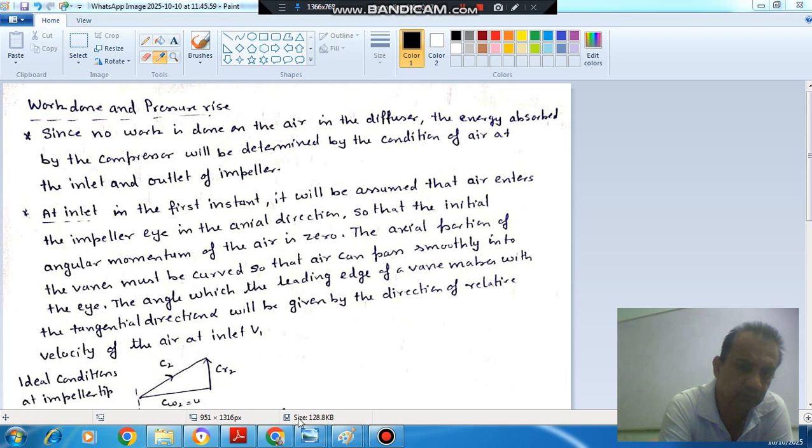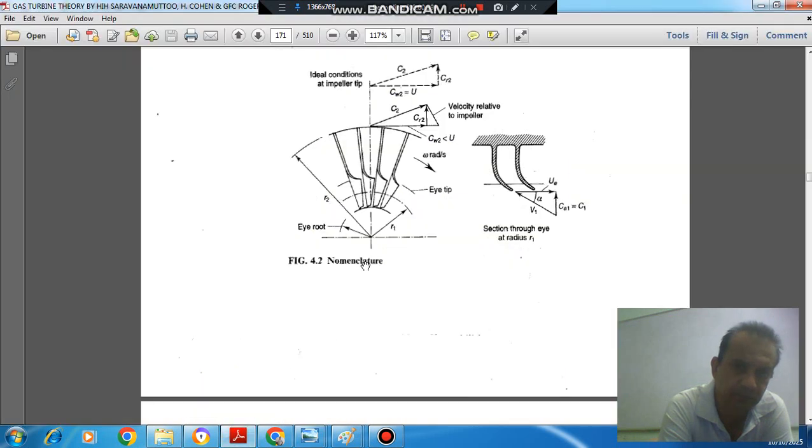Suppose this is the diagram of the impeller, and this portion is called the eye. This is your eye root and this is your eye tip. This is the impeller tip. At this radius R1, we take a section, and it is represented by this part. Here in the eye part, the air is sucked.